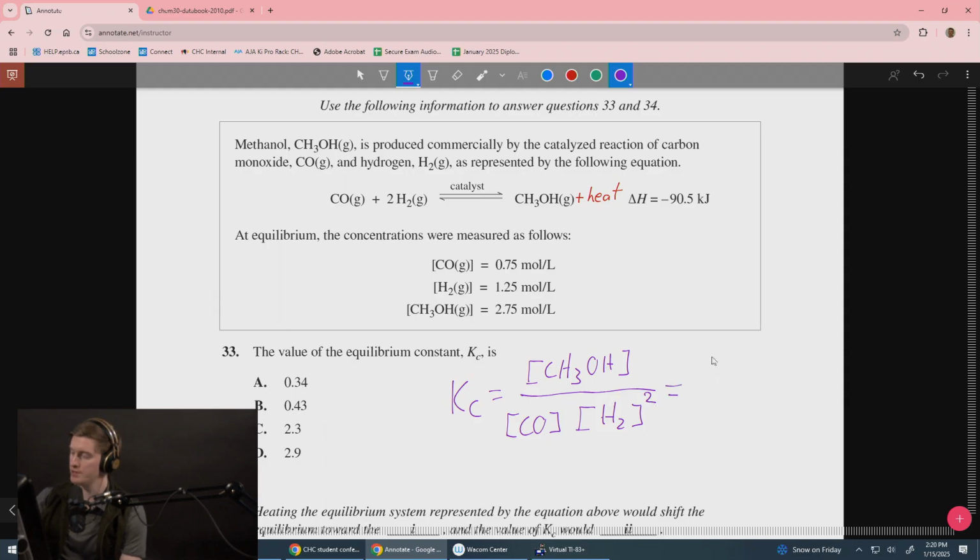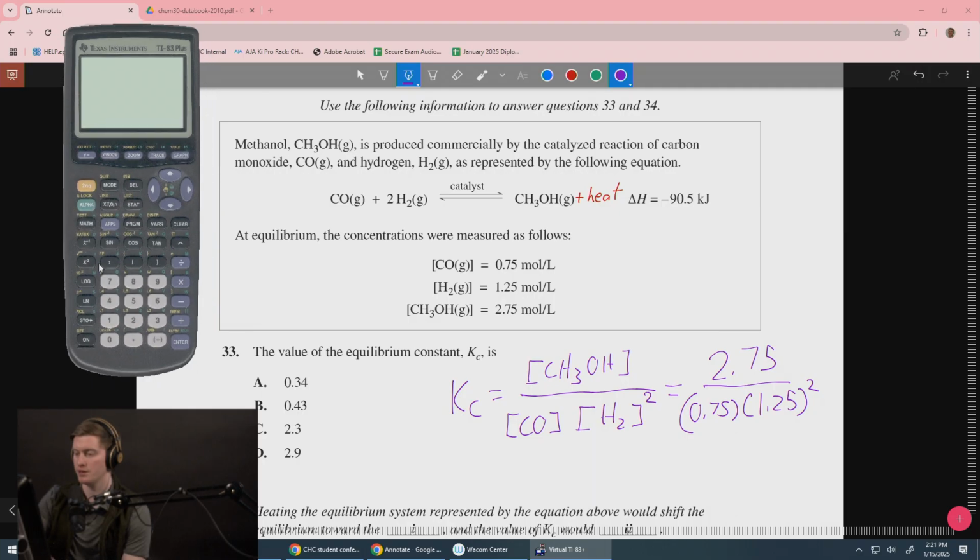So we can plug numbers into this. Our concentration of methanol is 2.75. Our concentration of carbon monoxide is 0.75. And our concentration of hydrogen gas is 1.25, and then it should be raised to the power of 2. We can plug these numbers in, and then we can solve for Kc.